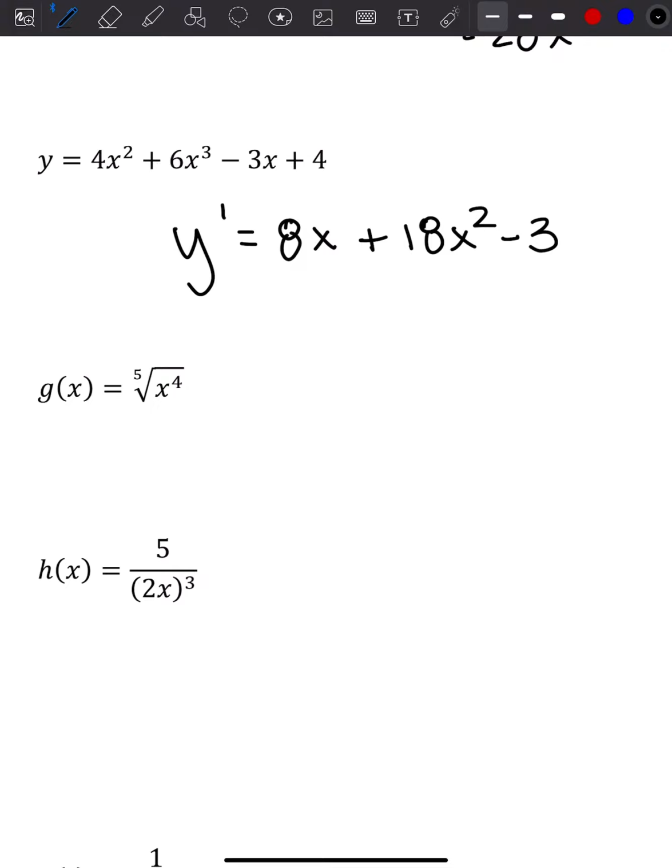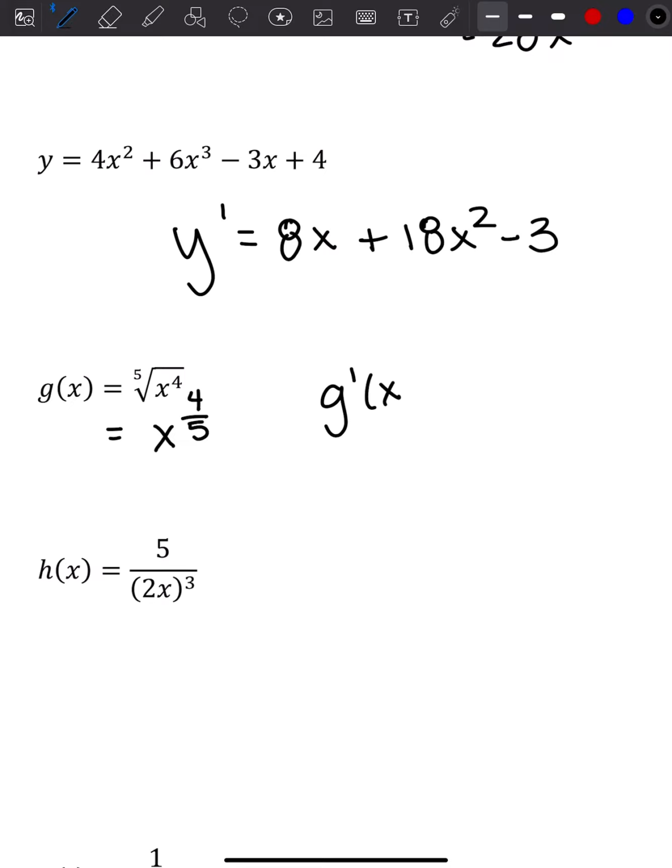So we need to change this because this is not x to a singular power. In doing so, we are going to use one of our exponent rules to change it to a fractional exponent. Our power always goes in the numerator, and our root always goes in the denominator. So what I'm really doing is the derivative of x to the 4/5.